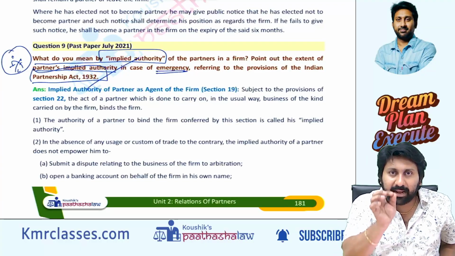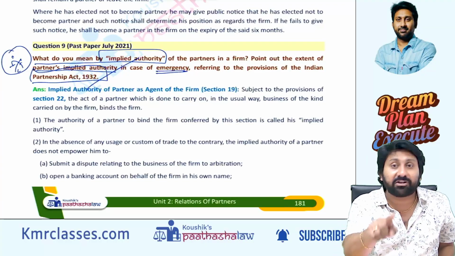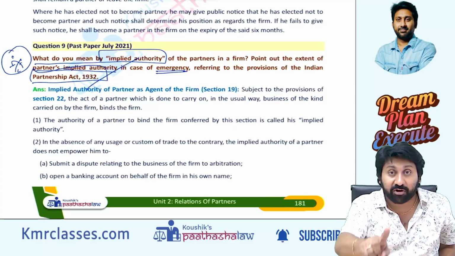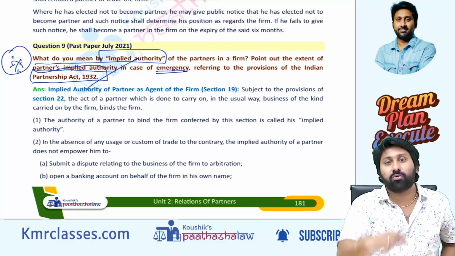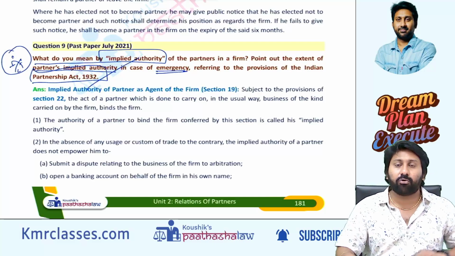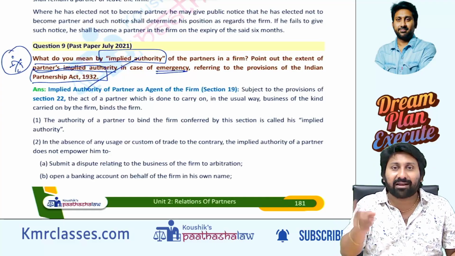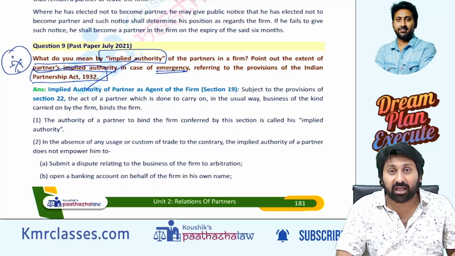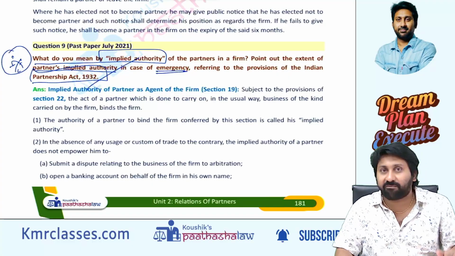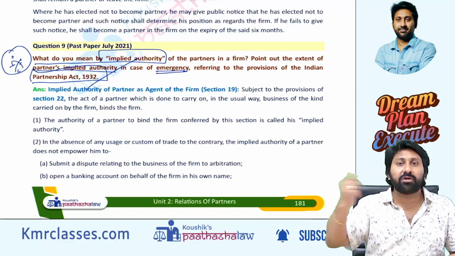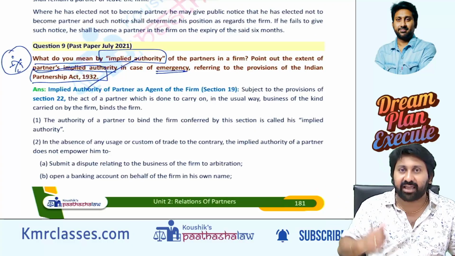So implied authority does not come from the partnership deed. Implied authority is assumed from the nature of the business you do. Take a CA firm. A partner in a CA firm cannot be expected to have the power to purchase cement bags on behalf of the firm, because our firm is not doing real estate or construction. Our firm is in CA.